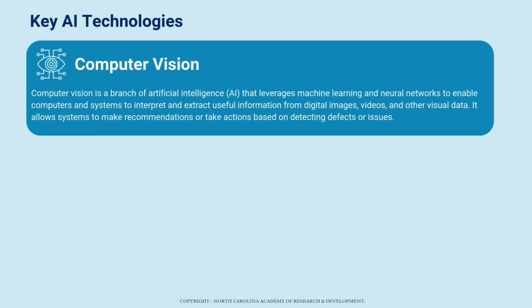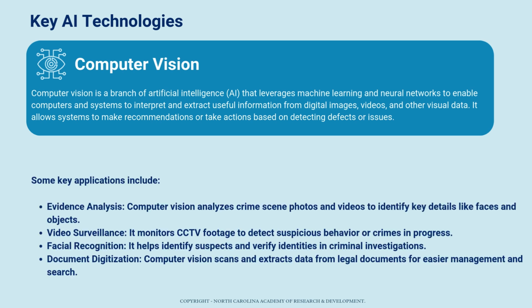Computer vision is a branch of AI that enables computers to see and understand visual data like images and videos. Just like humans recognize objects, CV helps computers detect, analyze, and interpret what's in a picture.